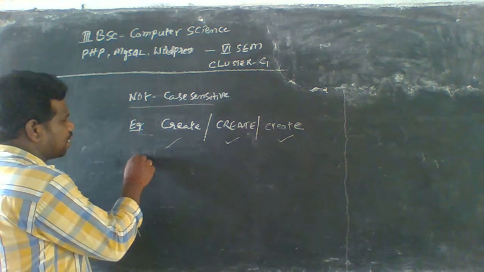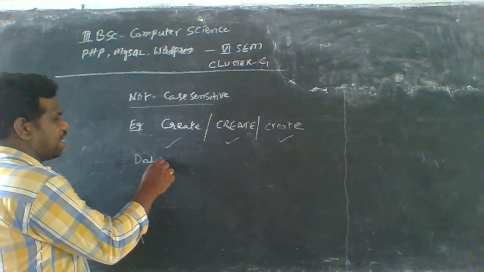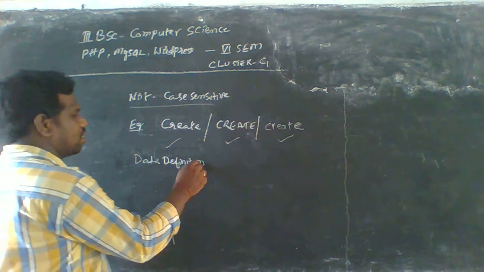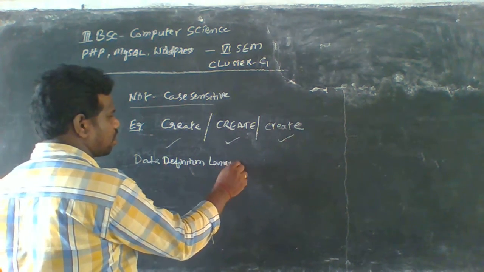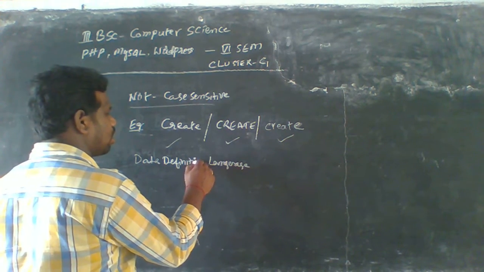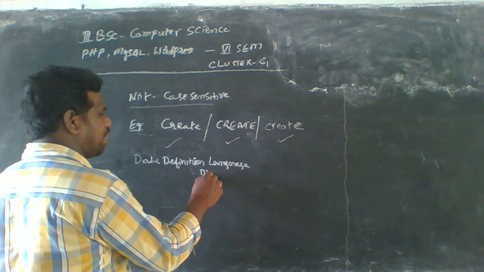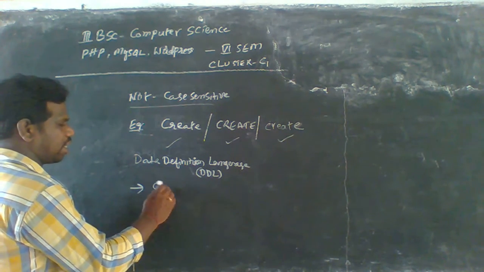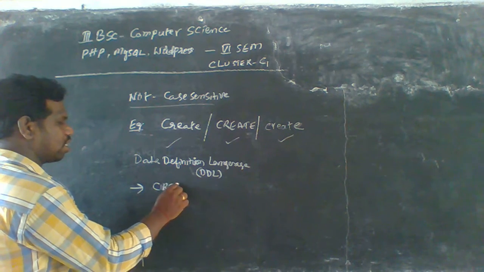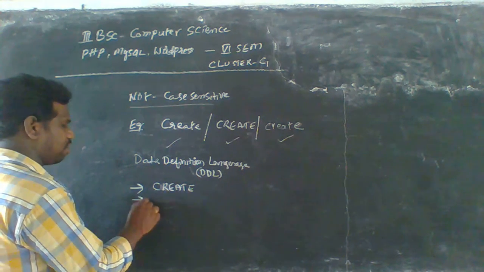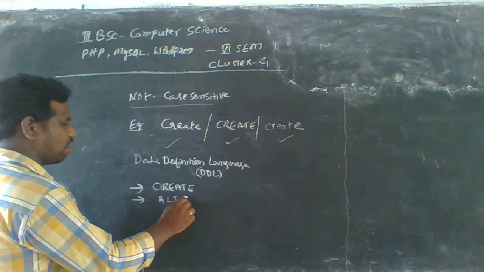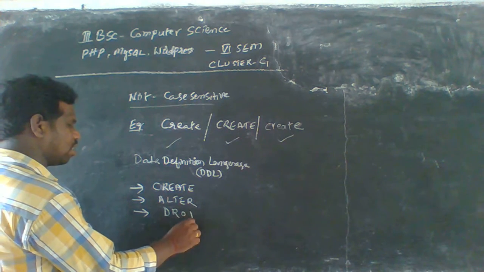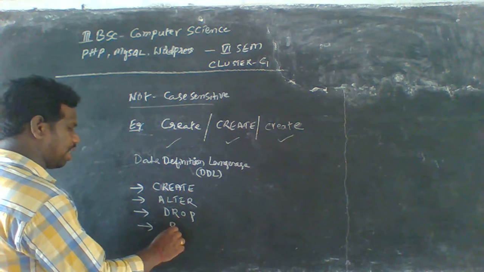We have to see there is a DDL command. DDL means data definition language. That is basically called DDL. So what do DDL commands contain? DDL commands contain the create command, and the second one is called alter. Alter is also possible here, and the third one is called the drop command, and the fourth one is called rename.